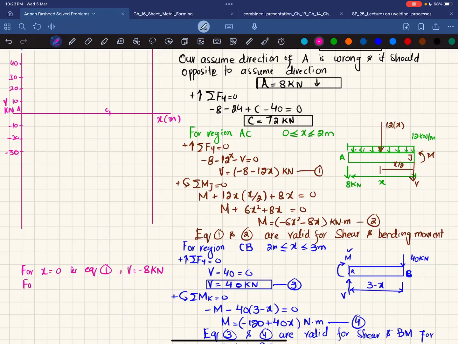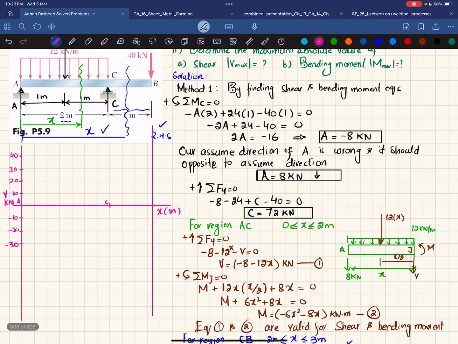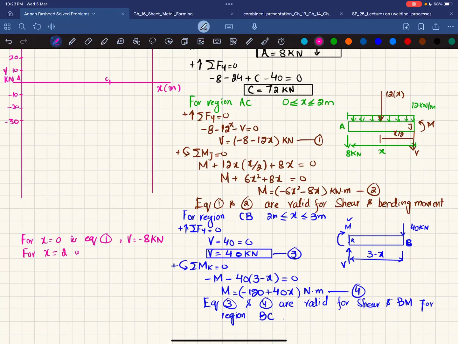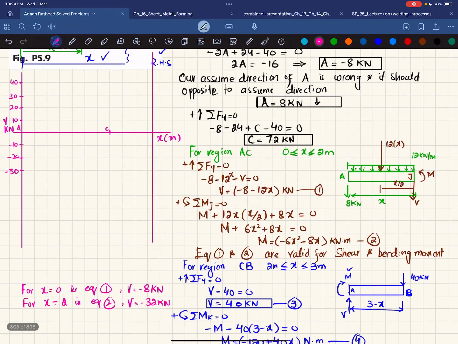Now for x is equal to 2, at x is equal to 2 in equation number 2, you can see that 12 into 2 is minus 24 and minus 8 is minus 32. So V is equal to minus 32 kilonewton. So what we will do is plot these 2 points. At point A we have, for x is equal to 0, minus 8. So let's say minus 8 is here. Also you can see at A we have 8 kilonewton downwards. So this is minus 8.